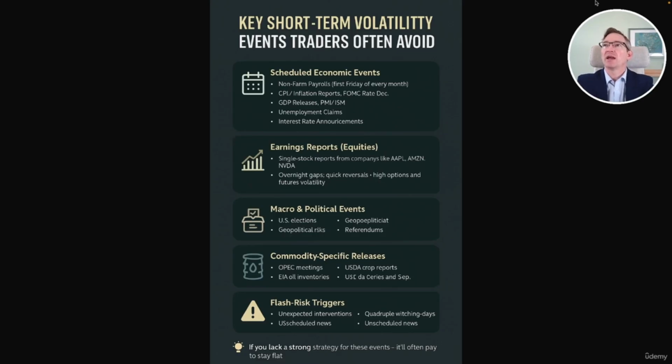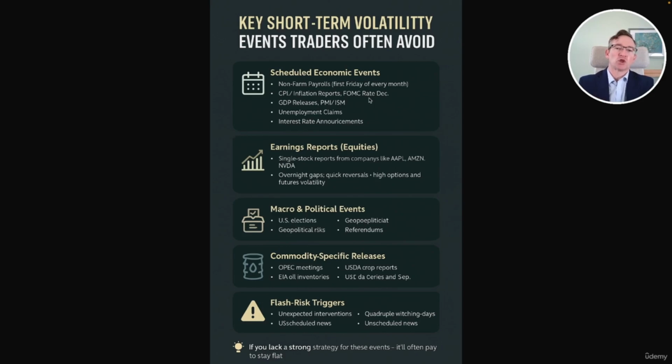So let's go back to the generals. Generally, NFP, the US Labour Report, released the first Friday of every month, is very important. It gives you a very early indication of how the US economy is doing. Then CPI, the inflation reports, and the Federal Reserve interest rate decision have a huge impact on financial markets.